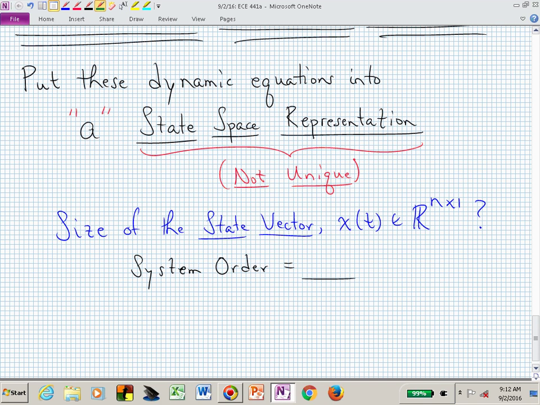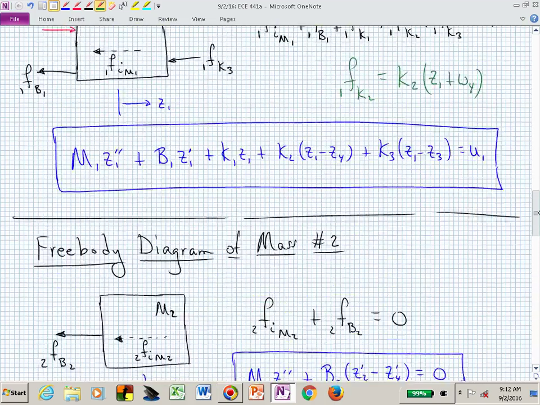Again, this state space representation is not unique, and sometimes it's nice or maybe essential to understand what you're working with. And in this case, what we're working with means: what's the size of our state vector? What is little n? How tall is that vector? How many state variables or coordinates do we have in that x vector resulting from this particular system?